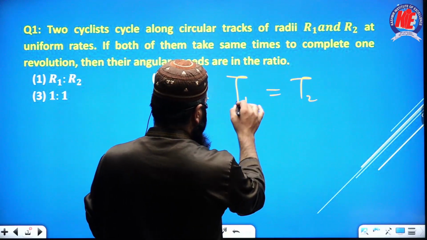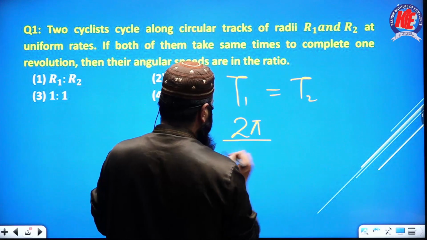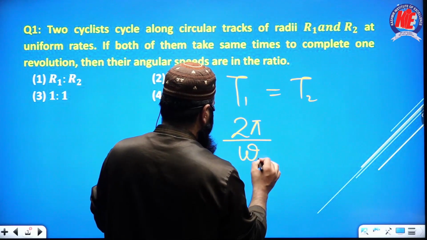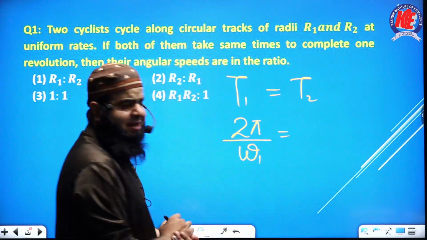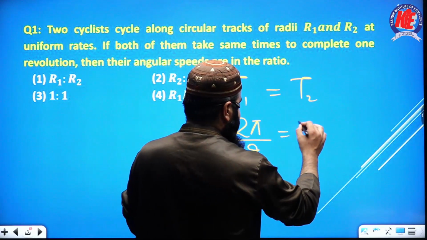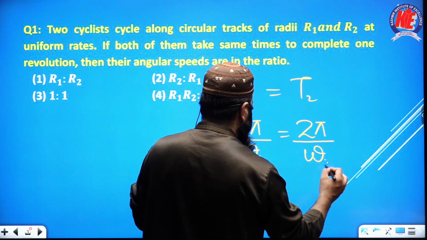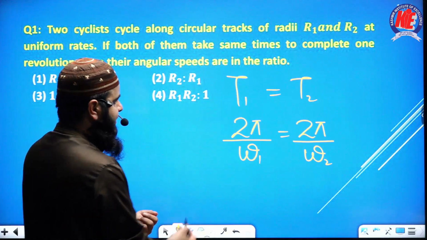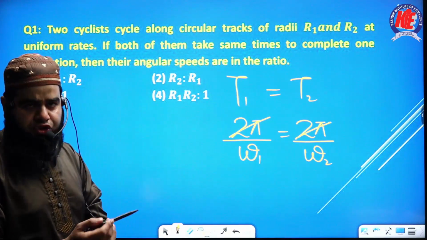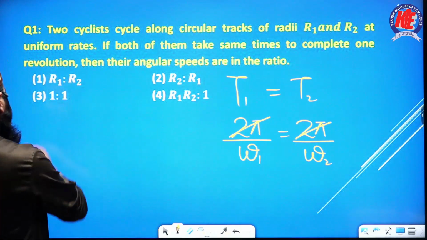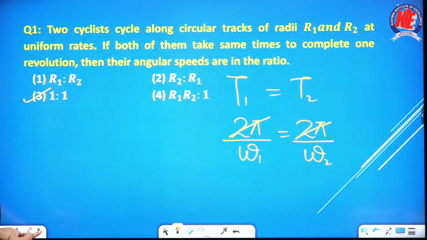So that will be given by: in one complete revolution, the angular displacement completed is 2 pi radians, divided by, suppose for body 1, omega 1. Similarly for body 2, the angular displacement completed in one revolution is 2 pi again, divided by its angular velocity, omega 2. Here you can see 2 pi and 2 pi will cancel, omega 1 is equal to omega 2, so their ratio is 1:1. Let's go to the next question please.